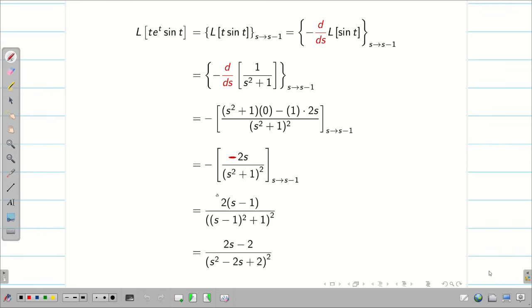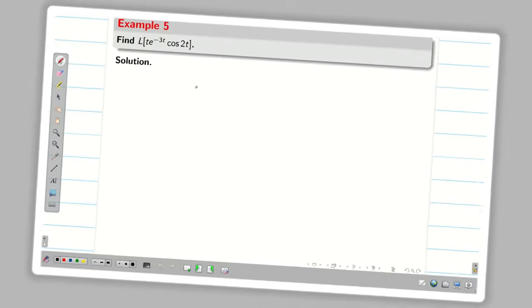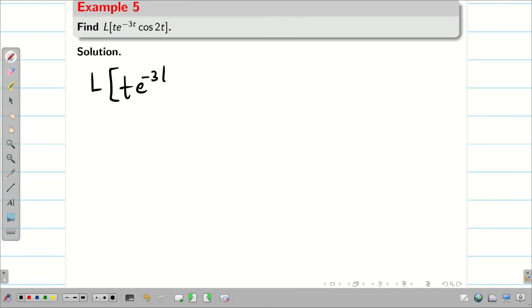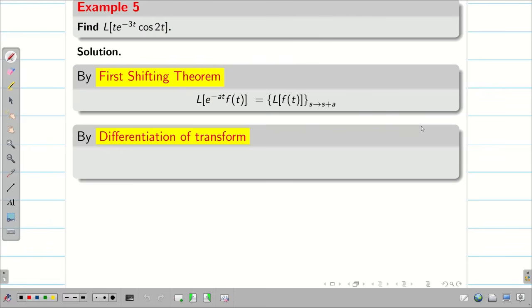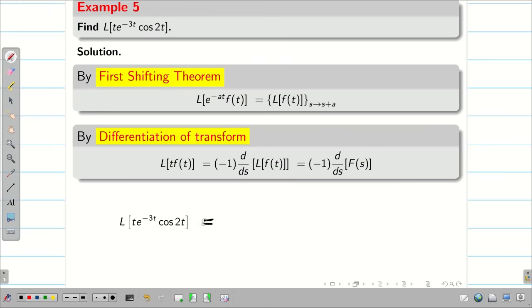So to get more confidence, I will do one more problem of this type. Find the Laplace transform of t into e power minus 3t into cos 2t. Since we have e power minus 3t, we have to use the first shifting theorem. L of e power minus at into f of t is L of f of t, where s is replaced by s plus a at the end. Then differentiation of the transform, L of t into f of t. Now let us do one by one. First we have to apply the first shifting theorem. S is replaced by s plus 3 since we have e power minus 3t.